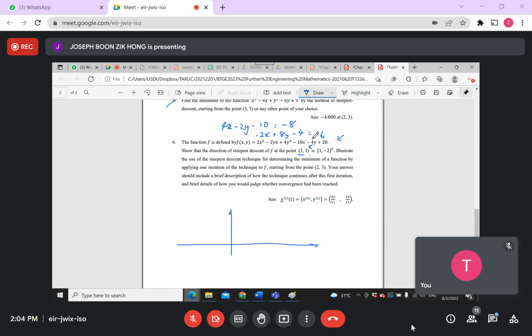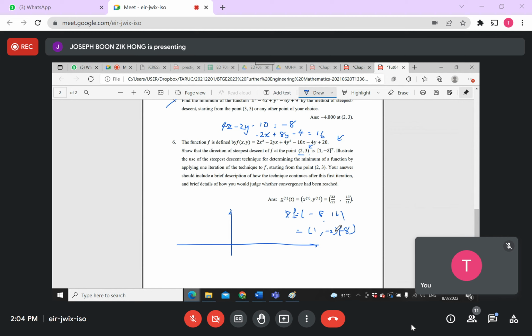Okay, so when you have 2, 3, your del f is this one. So your del f will be negative 8 and 16 at the point 2, 3. To simplify them, it is also in the direction of 1 and negative 2 if you take out the negative 8.